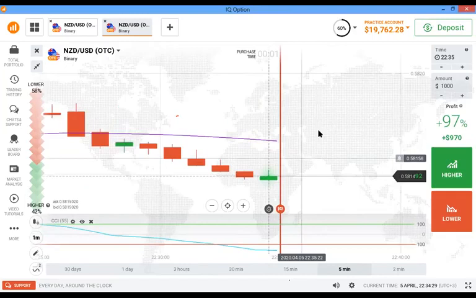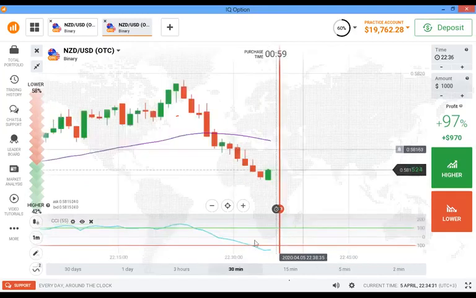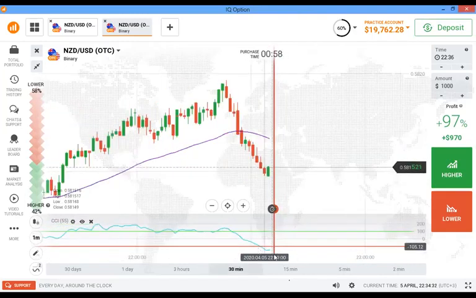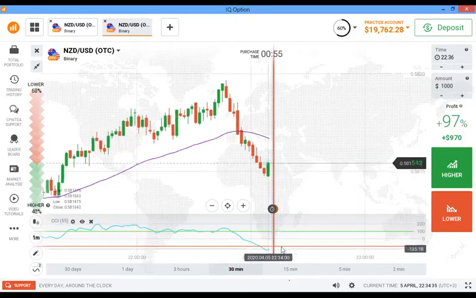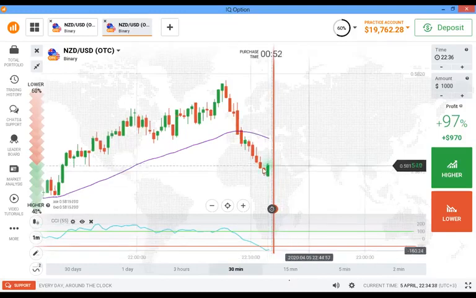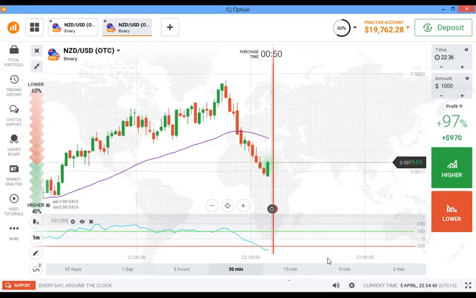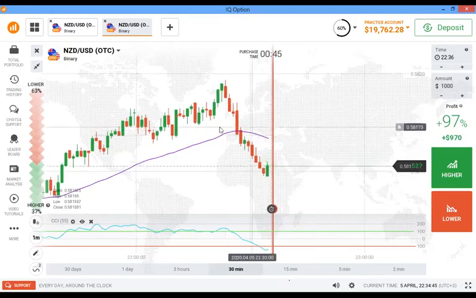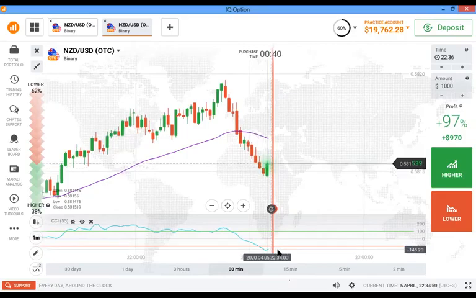Placing put option. As you can see now, the market is trying to leap on this level. So the market will now be leaping on this level, telling you that the market is in a downtrend. The moving average has confirmed to us that the market is in a downtrend. This CCI also has confirmed to us that the market is now in a downtrend.